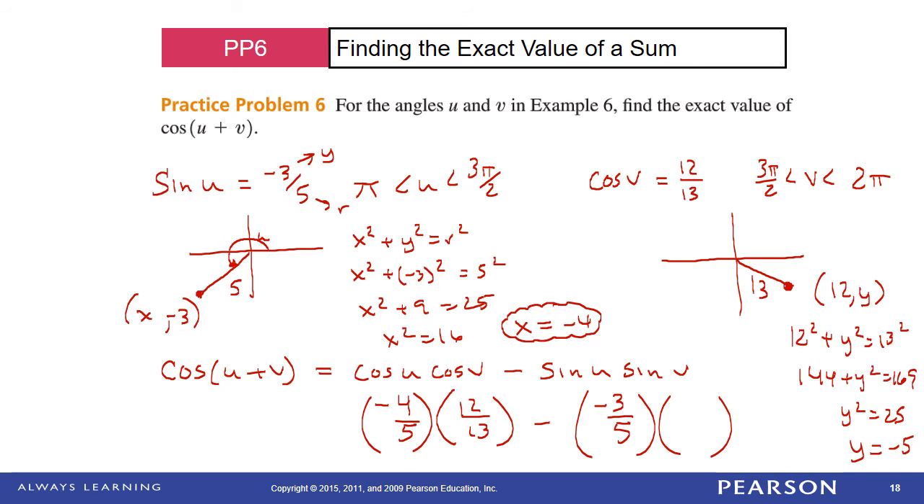I know the cosine of u, I just figured that one out. Cosine of v was already given to me. I didn't need to do anything. That's 12/13. Sine of u was already given to me as well. That's -3/5. So I'm still missing the sine of v. So it's the angle v over here, which corresponds to cosine v. So now I have to figure out what this one is. So make ourselves a unit circle in a sense. We know we're in quadrant 4 because of the angle measurement given.